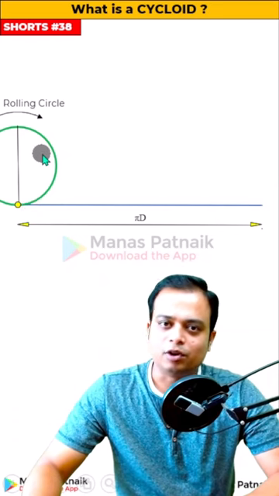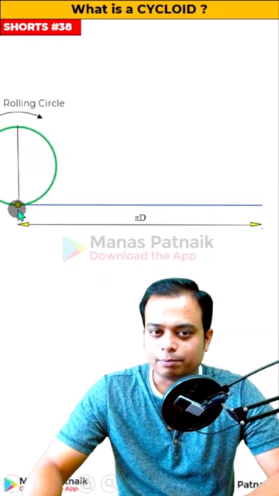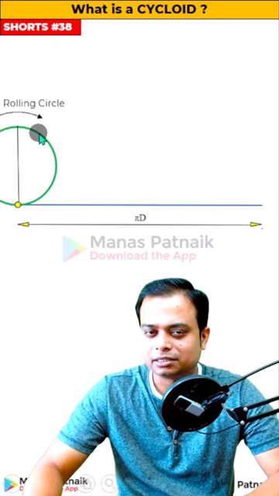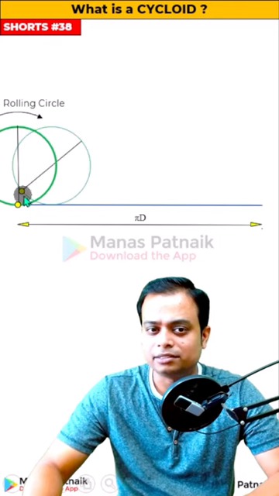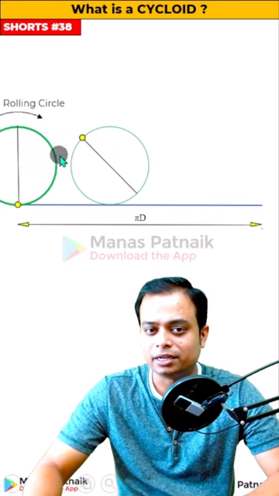So we've got a line and we've got a rolling circle. We need to keep track of this very point. Let's say that the circle has just started rolling. Step one. You can clearly see the point is right here. Now the point is over here. Now the point is over here.